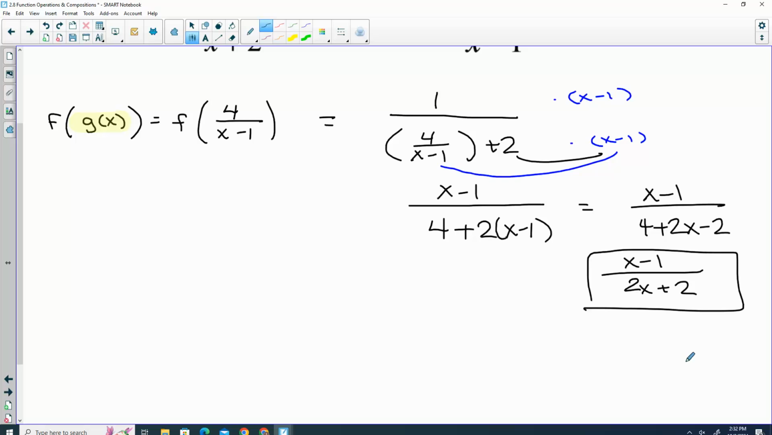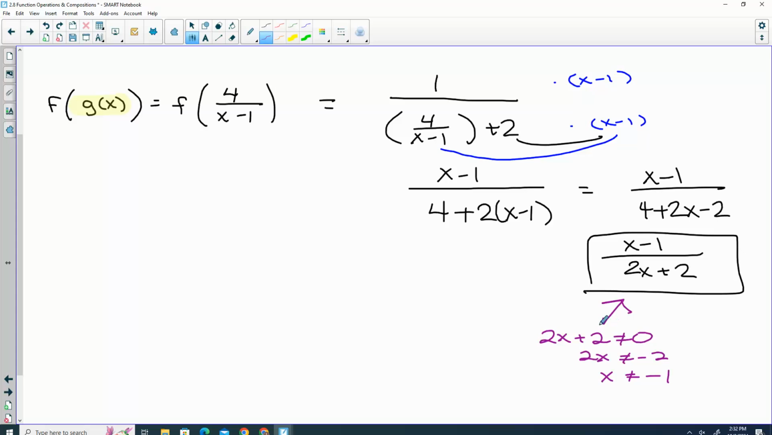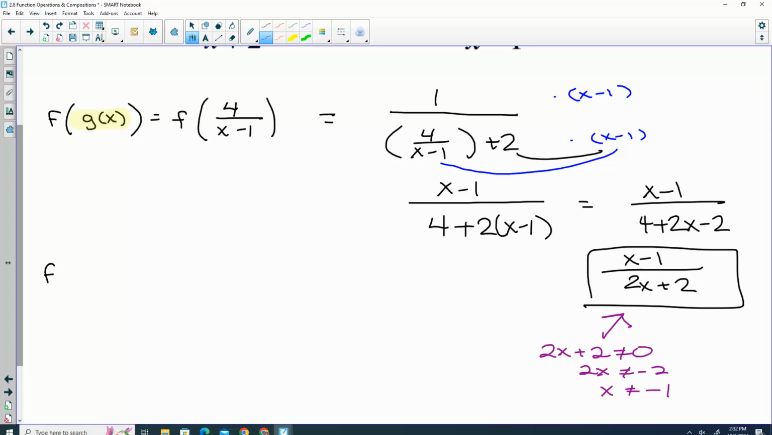All right, for my domain, if I only look at the final answer, we know that in a fraction, the denominator can't be 0. So that means 2x can't be negative 2, so x cannot be negative 1. Okay, here's why that can't be the only thing I look at. Could I plug 1 into this final answer? Yeah, that's legal.